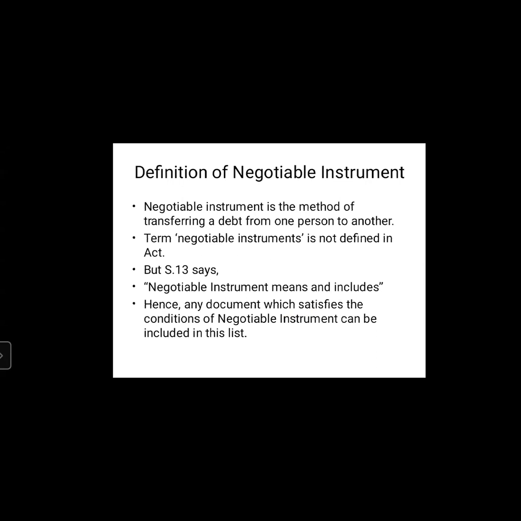Now, negotiable instrument is the method of transferring a debt from one person to another person. Mr. A owes 5,000 to Mr. B, and he has promised Mr. B that at the end of 1 month or 30 days, he will pay this amount to Mr. B. And he has put it in writing, and that paper is with Mr. B. That will be called a negotiable instrument.